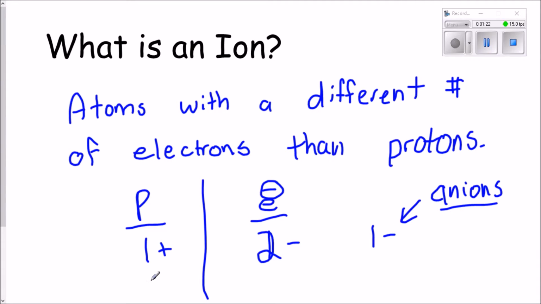When you have, let's say for example, 2 protons and 1 electron, that means we would have a 1 plus charge. Positive ions are called cations. So what we're going to do today is talk about how to draw Lewis structures, Lewis dot diagrams, and then we're going to talk about how to predict the charge that they will form.